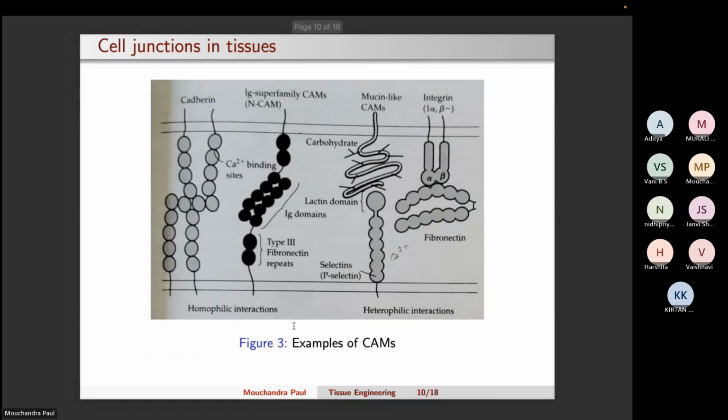So these are different kinds of membrane-bound receptors, as I said, the Ig superfamily CAMs, cell adhesion molecules. Here, different kinds of domains are there that connect the cells. Also, the mucin-like protein looks like this. It has carbohydrate molecules; basically a protein that is conjugated with some polysaccharide molecules. And selectin molecules also require calcium ions for binding with other receptor molecules, and some kinds of integrins are also involved in forming cell-cell junctions.